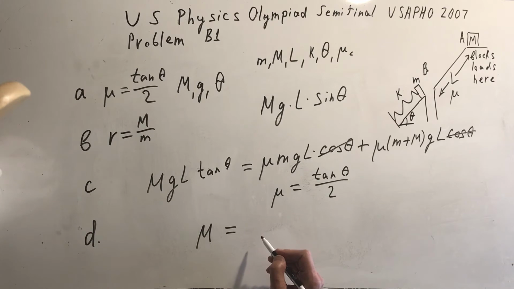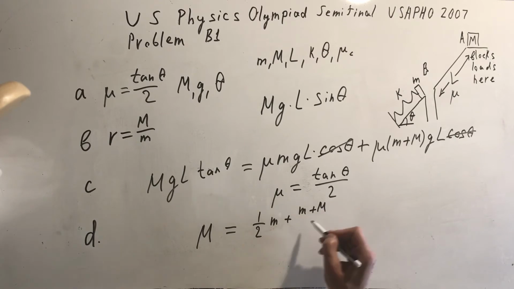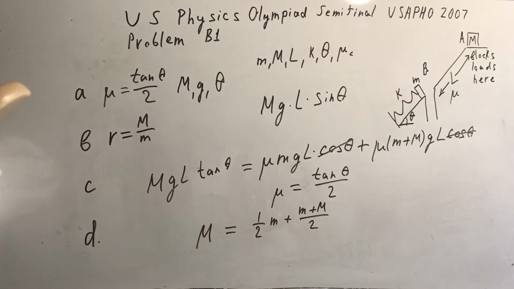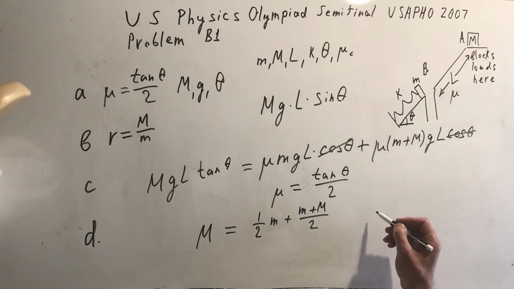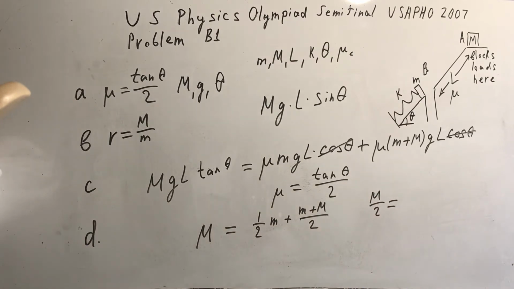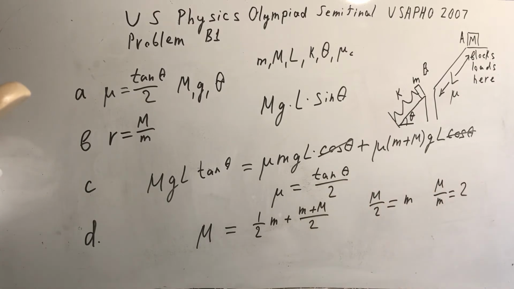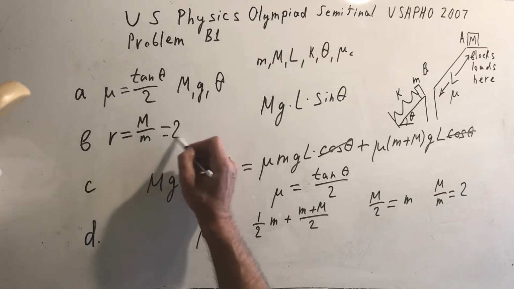M equal 1/2 m plus m plus m over 2. And from here we have, what do we have? We have m over 2 equal m. So this is our relation. We have m over m equal 2. This is the answer.